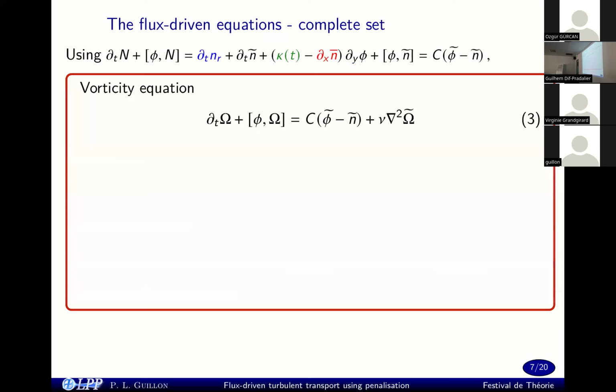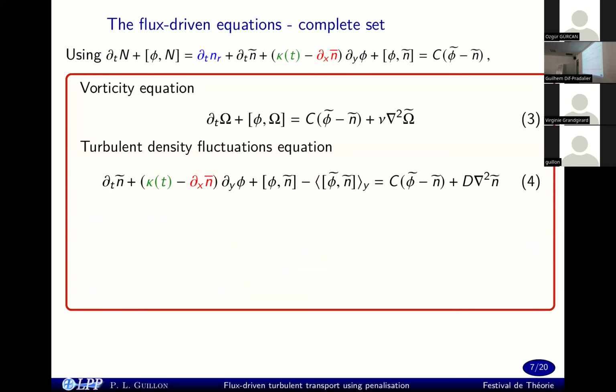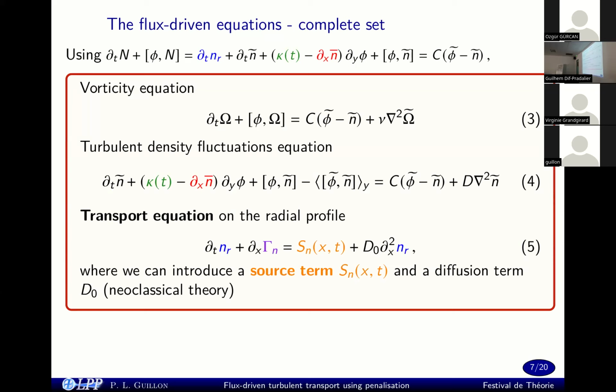First, we have the vorticity equation, which here remains unchanged. Then, from the total density equation, we can extract the equation on the non-zonal density fluctuations, here, where you see that kappa depends on time. And if we take the y average of the total density equation, we get the transport equation on the radial profile, where here gamma is the turbulent flux, which is the y average of the non-linear term here. And we can add a source term and also a diffusion term due to neoclassical collisions.